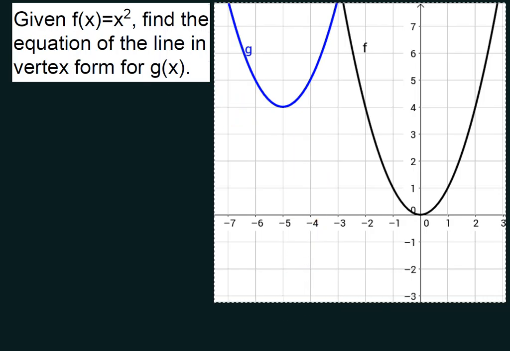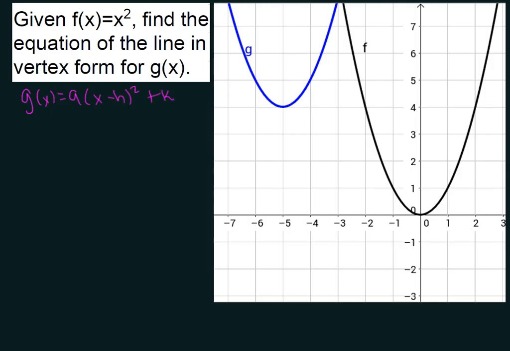All right, in this example, we're going to look at finding the equation of the form from a graph based on this transformation from f to g. So what did I do to f to get to g? In order to do that, we're going to start with g of x, because that's what our answer needs to be in, equals a times x minus h squared plus k.